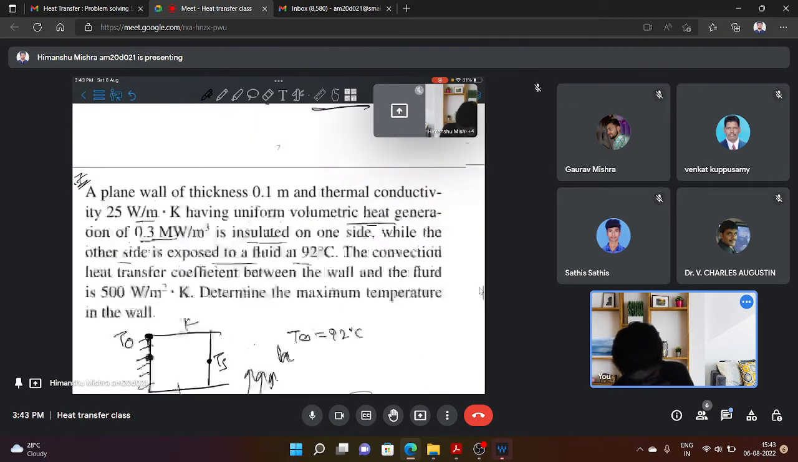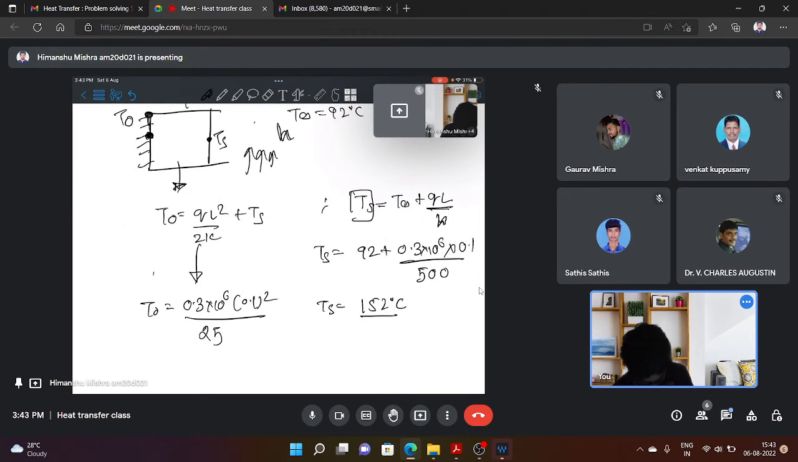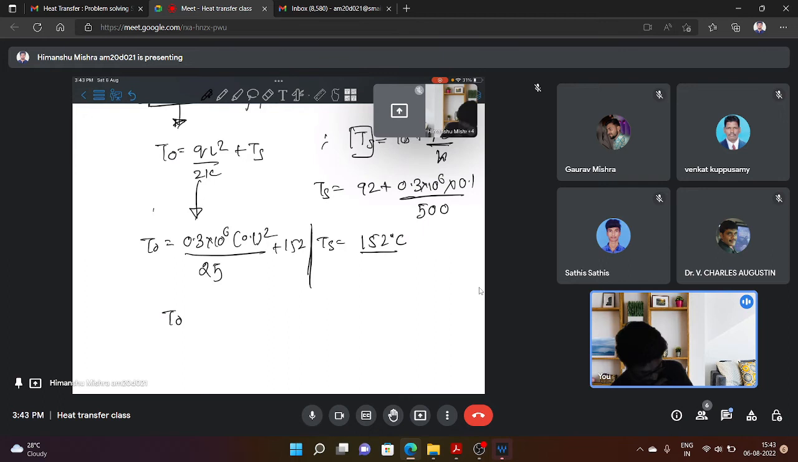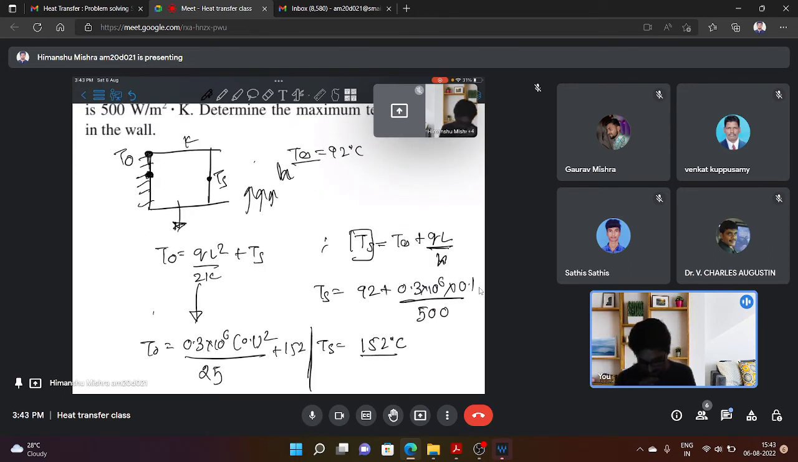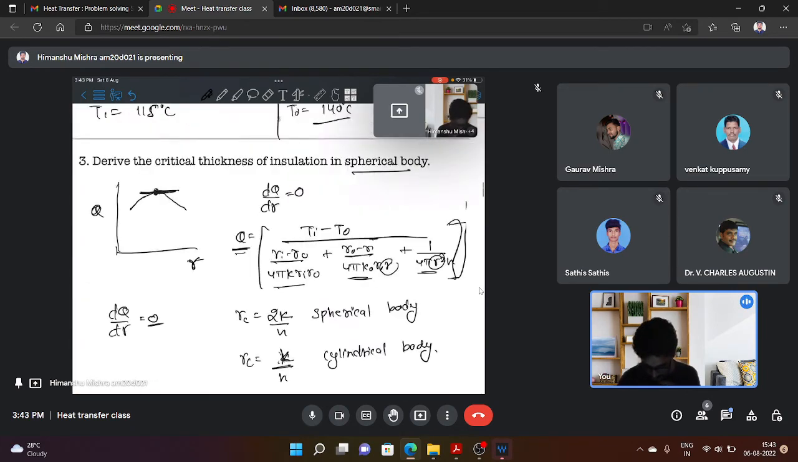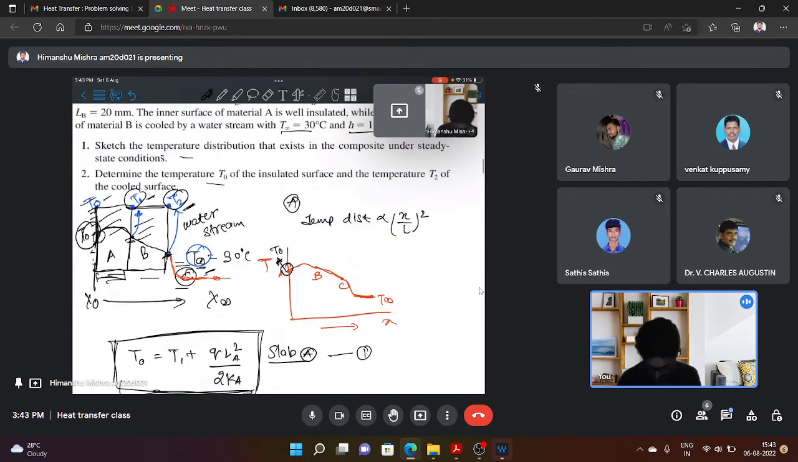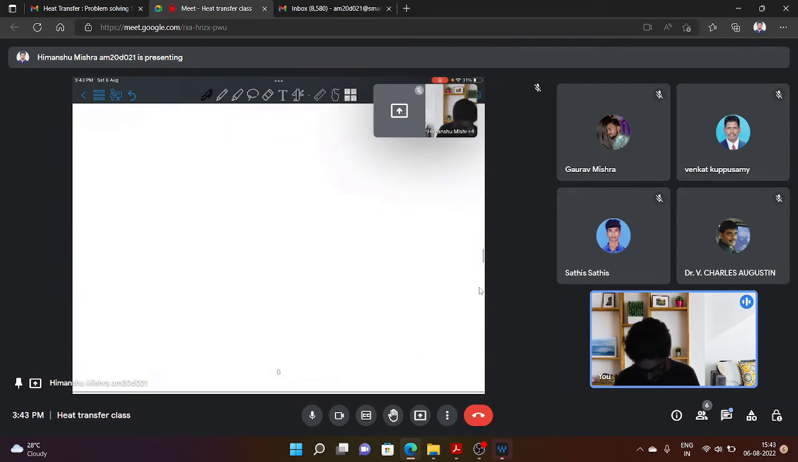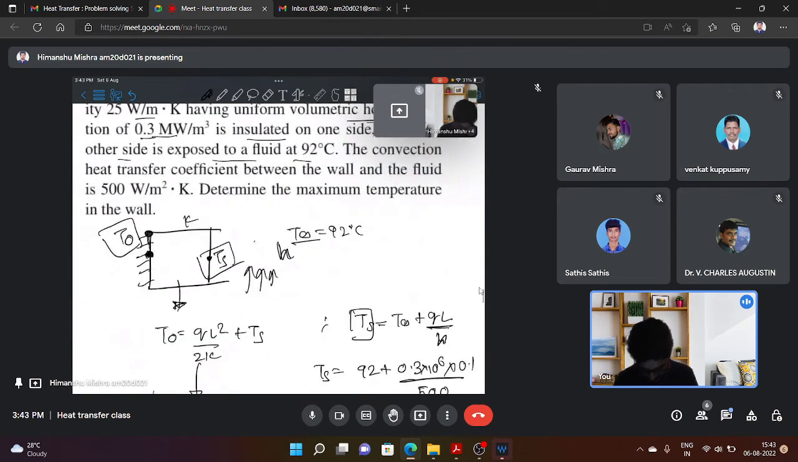Conductivity is 25. So we will get temperature T naught as 212. So we use the same approach. We have given T infinity, we find first the temperature Ts and then T naught. So this is relatively a simpler problem compared to the problem we have solved earlier, where we had two slabs and there was a water stream flowing at the right of slab B. Here we have only one slab and some fluid. So yeah, it's a similar problem.